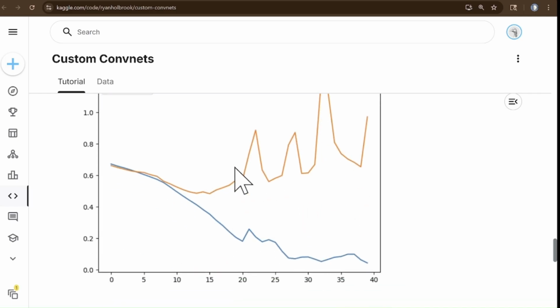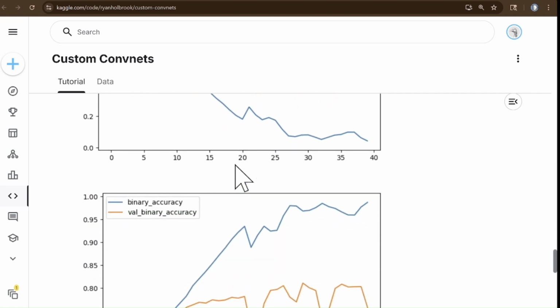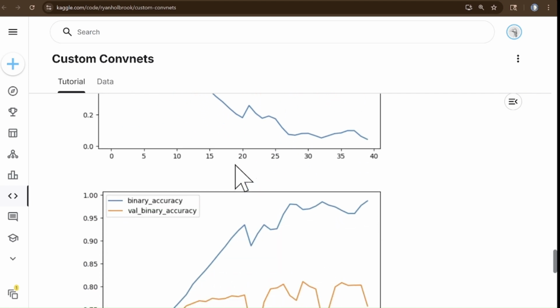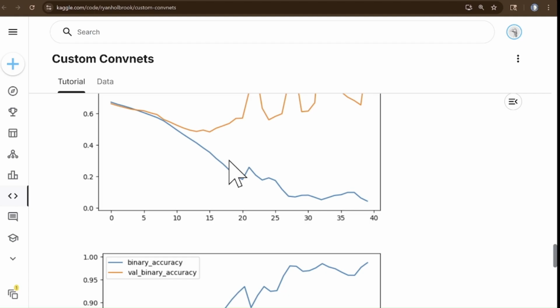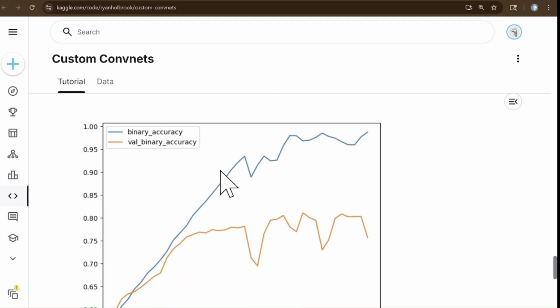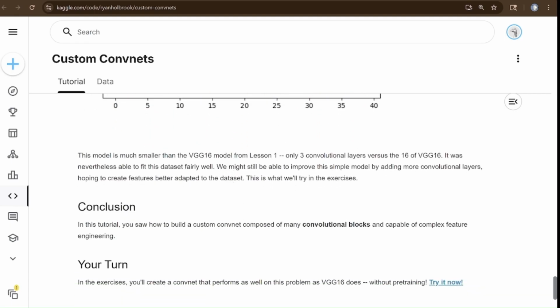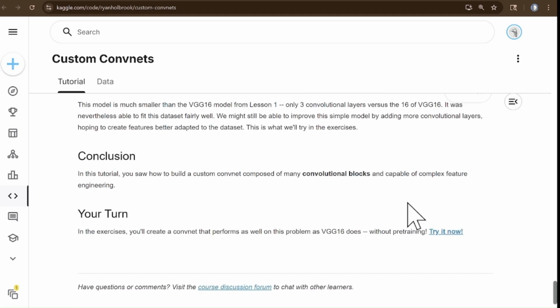You can understand that the model is not performing well because it's a simple architecture, so it will not perform satisfactorily. And this is the accuracy. This model is much smaller than VGG16, which is why it is unable to fit very well and is not that good. But you can add more convolutional layers, hoping to create better features. Okay, so now let's do the exercise.